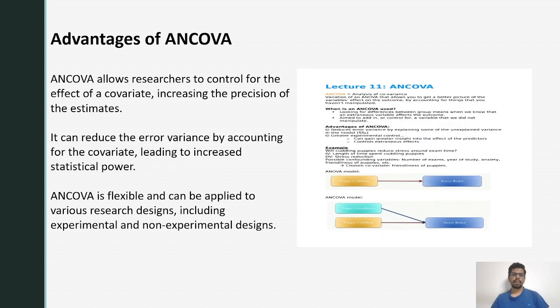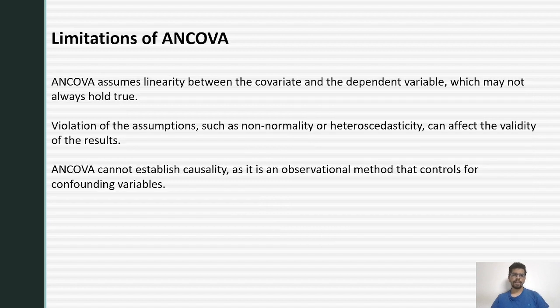Advantages of ANCOVA. ANCOVA allows researchers to control for the effect of a covariate, increasing the precision of the estimates. It can reduce the error variance by accounting for the covariate, leading to increased statistical power. ANCOVA is flexible and can be applied to various research designs, including experimental and non-experimental designs.